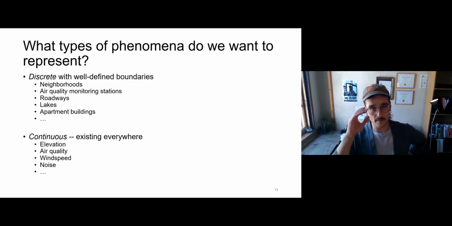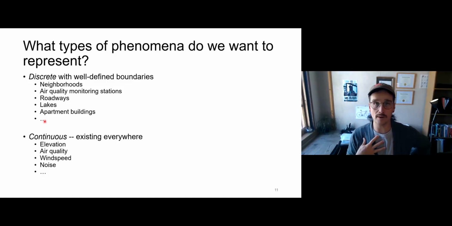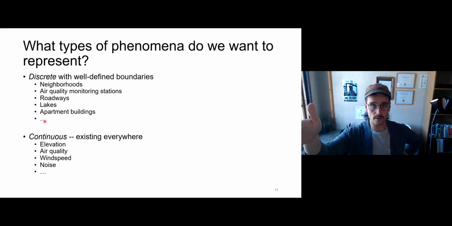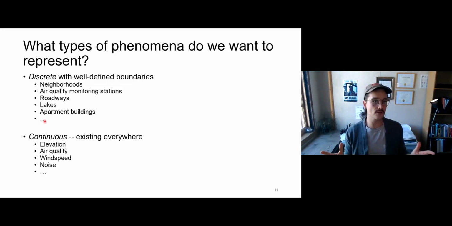Okay, so what are the types of phenomena that we want to represent? I mentioned the two data models for our layers, and those two data models usually map onto two different types of phenomena. So one is discrete things that have well-defined locations in space, well-defined boundaries. These are things like neighborhoods, air quality monitoring stations, roadways, etc. So we can point to a particular place. I'm in Sutton Hall right now. I can point out my window at Guadalupe, and I know where Guadalupe is. I know where the drag is. It has a defined boundary, right? It's the right of way of the street.